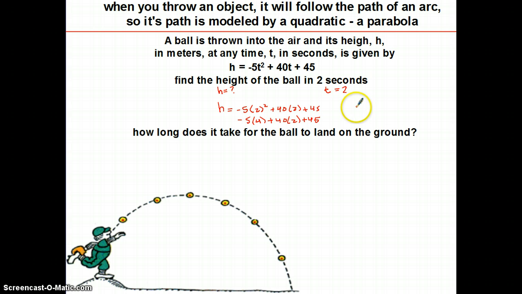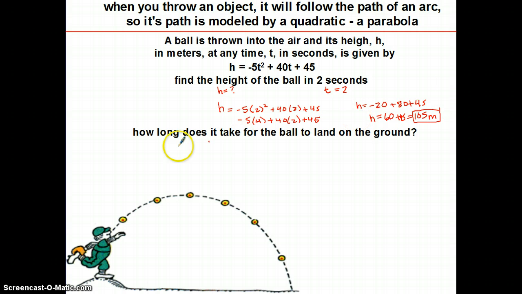Negative 5 times 4 is negative 20, plus 80, plus 45. And then working from left to right, negative 20 plus 80 is 60, plus 45 is 105. So what we just found is that the height of the ball after 2 seconds is 105 meters.